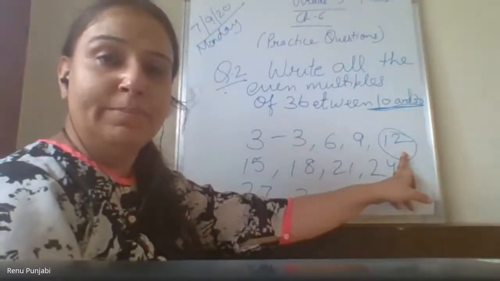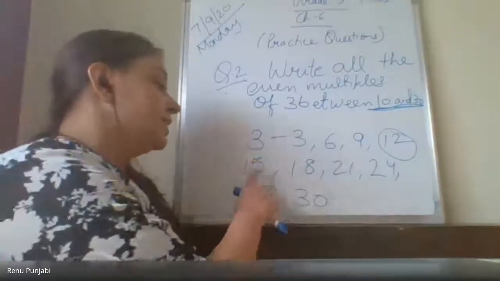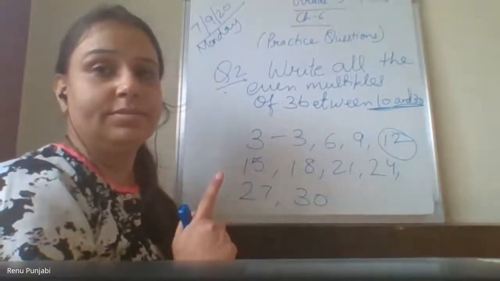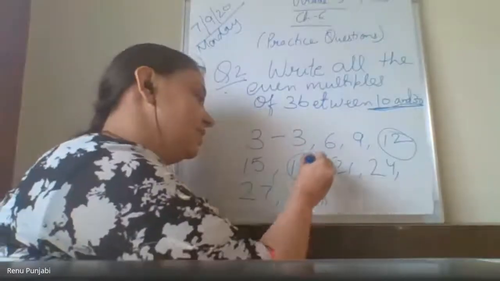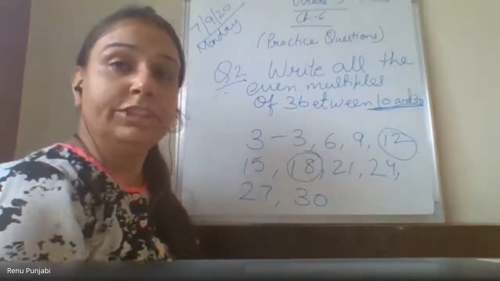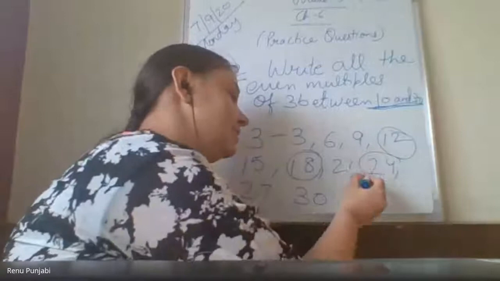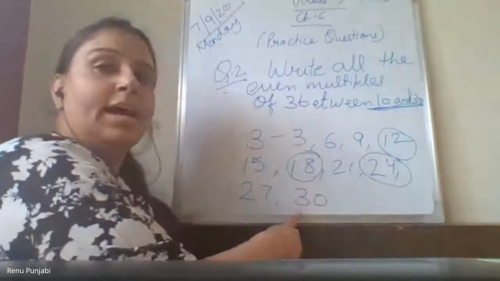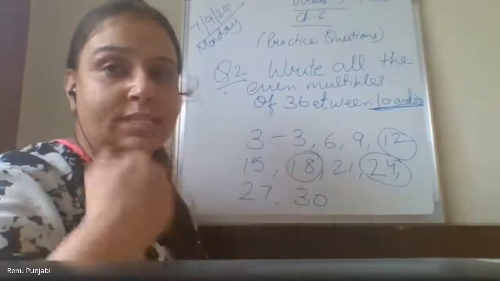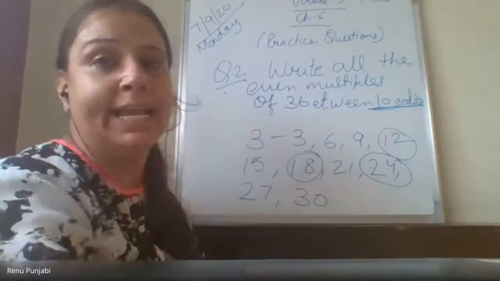So after 10, one multiple is this, which is even. Then the second multiple is what? Which is even, 18. And the third multiple is which one? 24, which is even. We will not take 30 because we want the between. When you take the between of any numbers, you will not count the starting number and you will not count the end number.